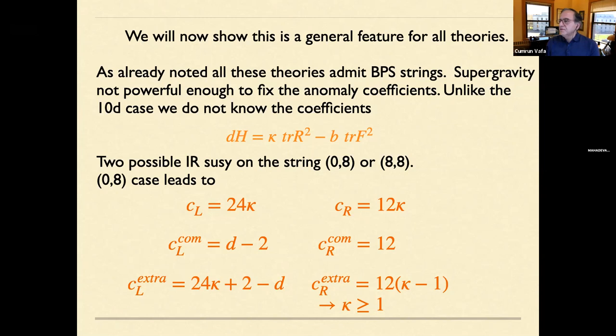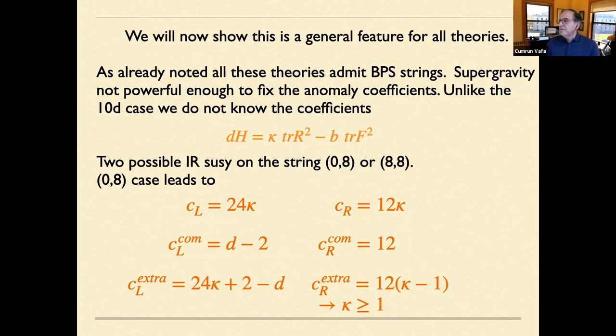There are two possible infrared supersymmetries on the string: the (0,8), or it could potentially be enhanced to (8,8). Sometimes this happens in the infrared for some theories. Let me just focus on the (0,8) theory; the (8,8) theory works in a similar way. If you take the (0,8) case and use the formulas for the anomaly inflow, you find that c left is 24 kappa and c right is 12 kappa.